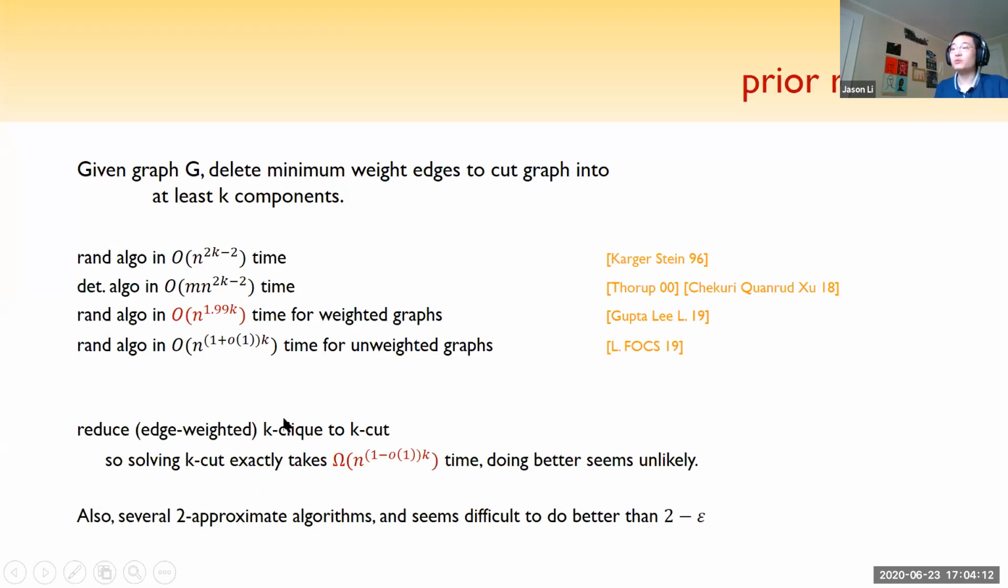There's a lower bound which reduces the clique problem to the Kcut problem. Assuming popular conjectures on the hardness of K-clique, it is believed that there's no faster algorithm than roughly n to the k time for the Kcut problem. Finally, for approximation algorithms, 2-approximations are known, and it's hard to beat 2 minus epsilon.